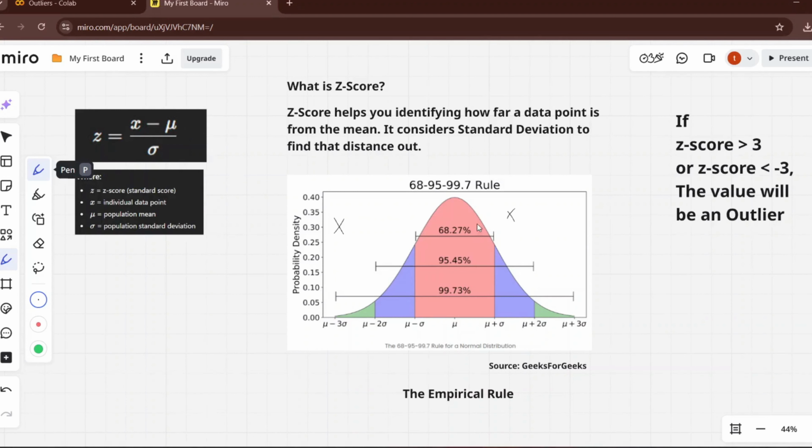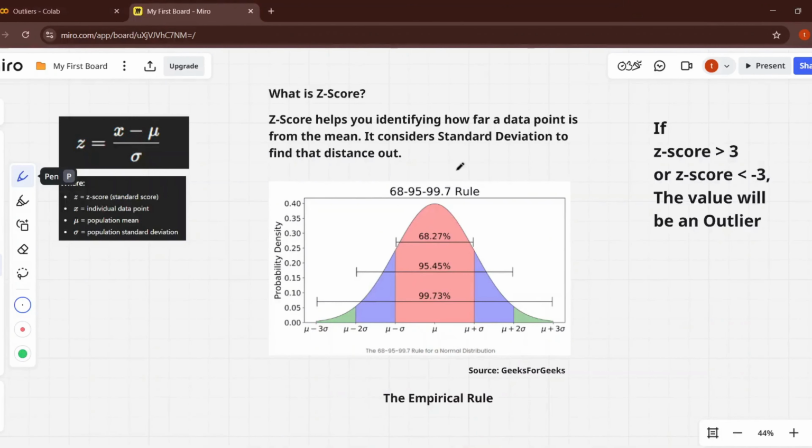Here you can see the diagram which represents the distribution of data considering mean as the origin. It says about 68% of values fall within one standard deviation from the mean. About 95% of the values fall within 2 standard deviations, and about 99.73% values fall within 3 standard deviations from the mean. This rule is also known as the empirical rule, or we can simply call it the 68, 95, 99.7% rule. Now, how does this z-score help detect outliers?